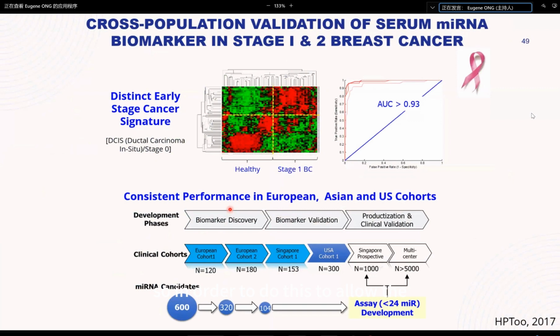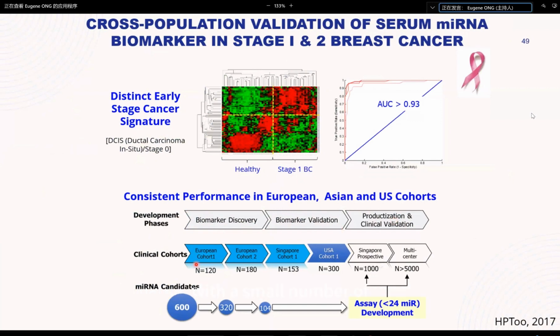So in order to allow the use of microRNA for the detection of early stage breast cancer, they need to screen and compare between healthy and stage one breast cancer patients. So this has been discovered at first through biomarker discovery, biomarker validation, and then through clinical validation. These are the standard three steps from biomarker discovery up to clinical validation.